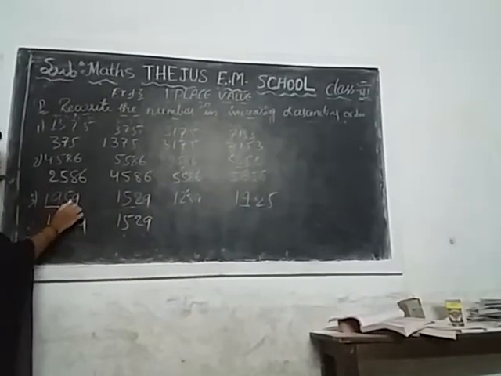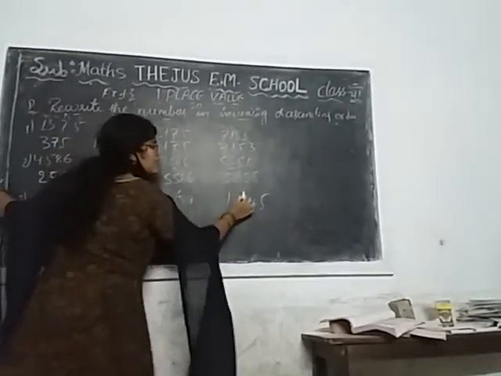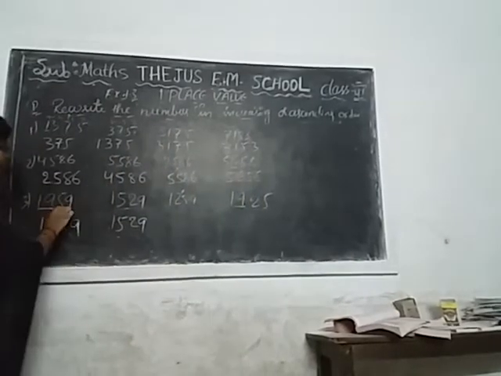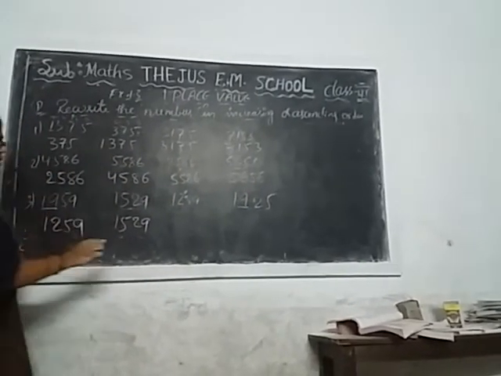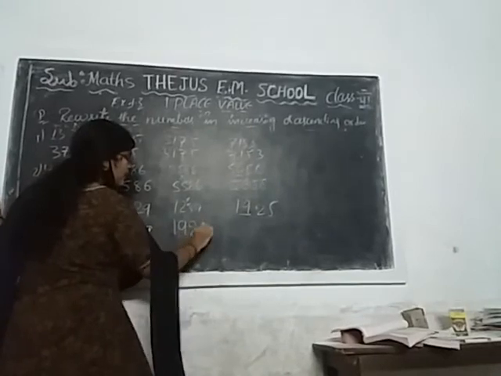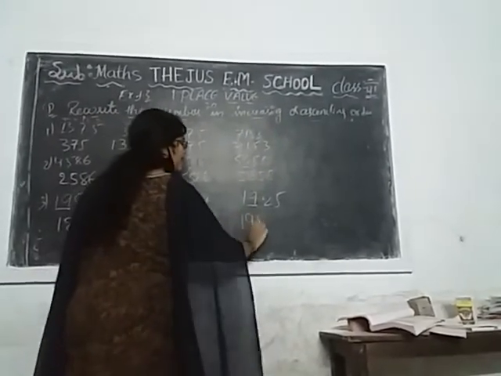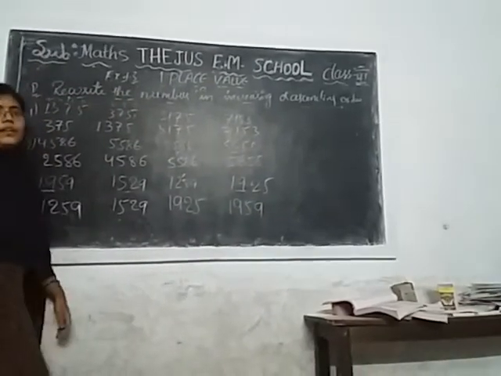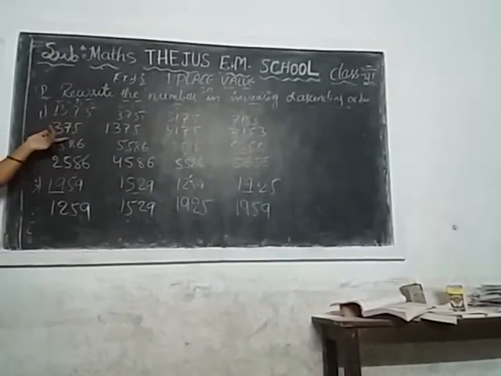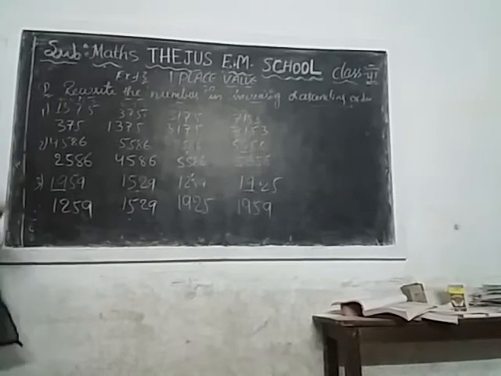Third one compare. This is the number 5. This is the number 2. So when compared to 5, 2 is the small number. So 1925. Next 1959. Okay children, see here ascending order means smallest number to biggest number.